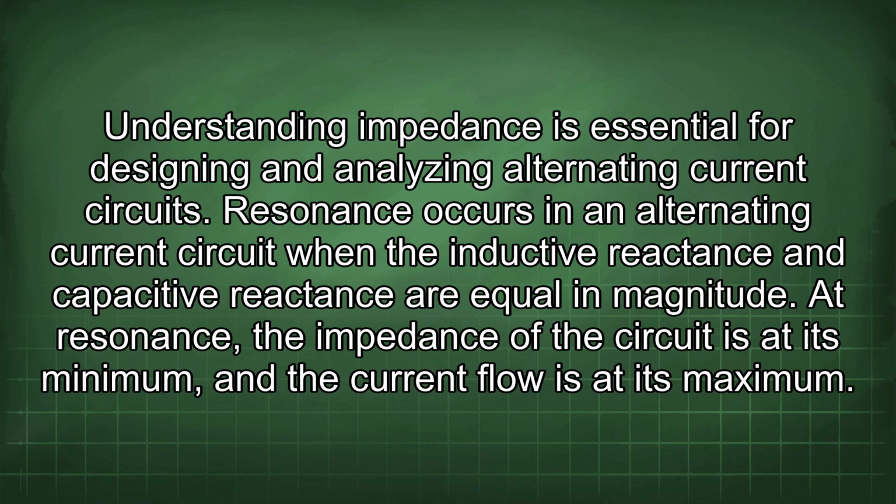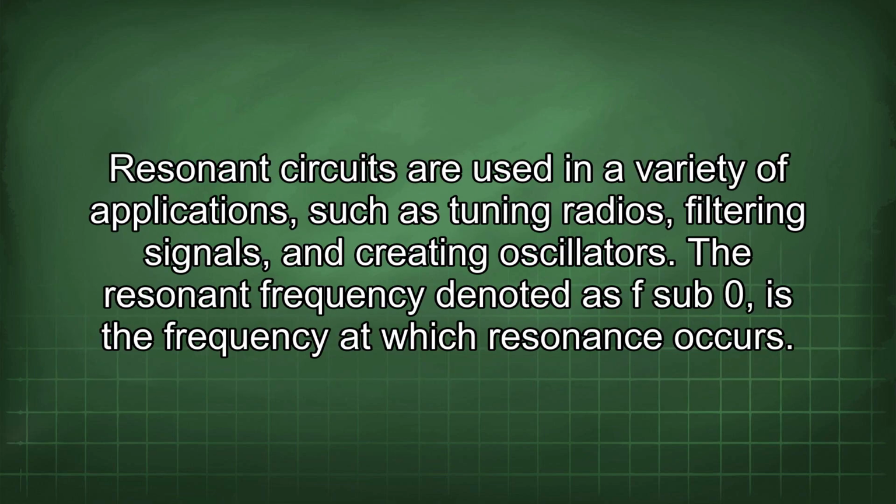Resonance occurs in an alternating current circuit when the inductive reactance and capacitive reactance are equal in magnitude. At resonance, the impedance of the circuit is at its minimum and the current flow is at its maximum. Resonance circuits are used in a variety of applications, such as tuning radios, filtering signals, and creating oscillators.